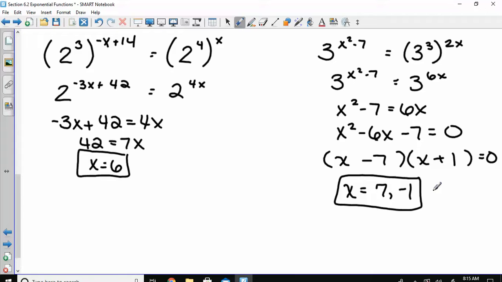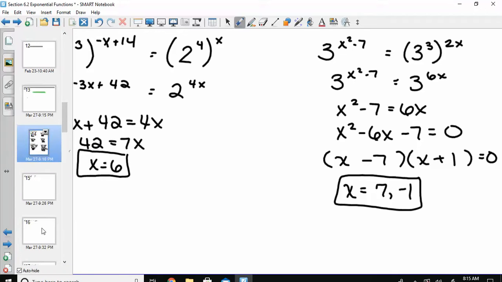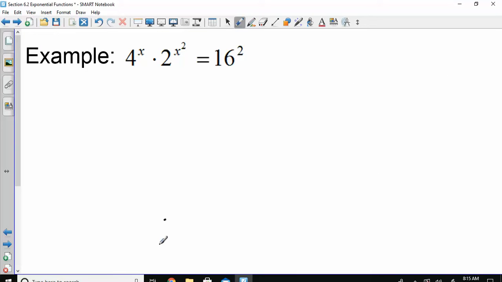Okay. Any questions so far? This is really all we're doing today. So we're just going to practice some more of these. Let's look at one that maybe has another step in it. Say I gave you this one. 4 to the x times 2 to the x squared equals 16 squared.